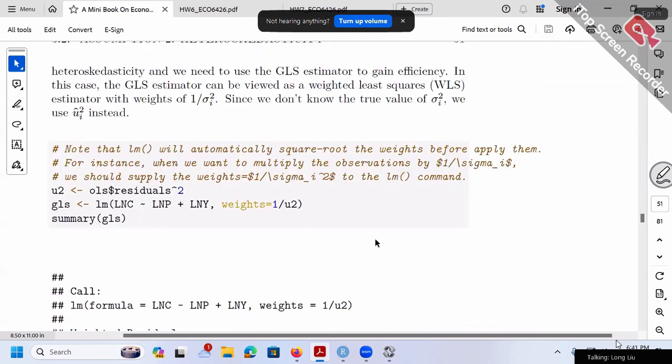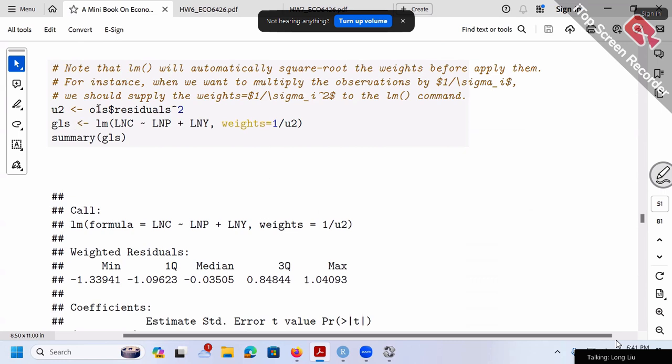And for the GLS, the computer code is, first of all, the OLS residual. If you square it, you get what we call u2. u2 is our sigma square i hat. Once we have u2 from the first step, afterwards we can run a linear model by specifying the weights as 1 over u2. That simply gives the computer such a weight. Afterwards the computer is going to calculate the square root and then apply all of that, y divided by sigma i, x divided by sigma i, and so on and so forth, and run a regression of y star on x star. The computer is going to do everything else afterwards.